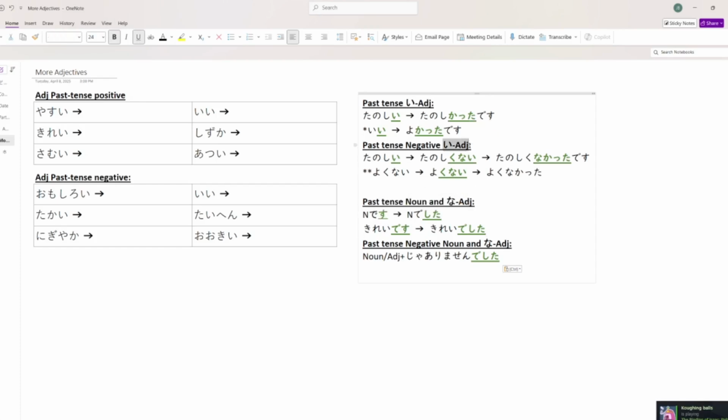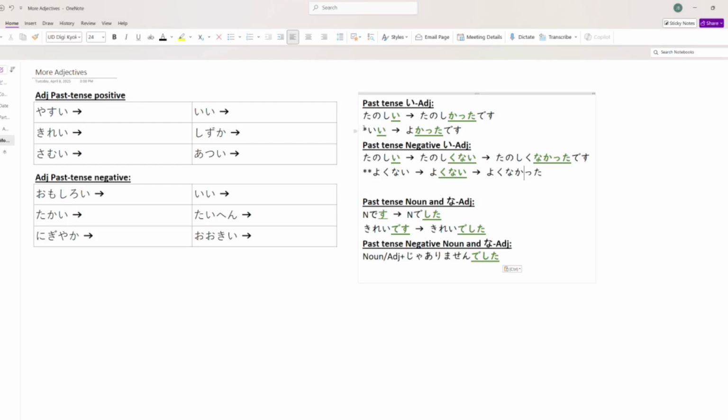For negative i adjectives, we need to get the base form into the negative form on its own, which is just kunai, so that i becomes kunai. But this last i in kunai follows the same conjugation rules as just a typical past tense i adjective. So like up here, it's i changing to katta, right? This last i is also just changing to katta once we have it in this form. So tanoshii, tanoshikunai, that last i in kunai, tanoshikunakatta. It's kind of a mouthful, but you know, it is what it is.